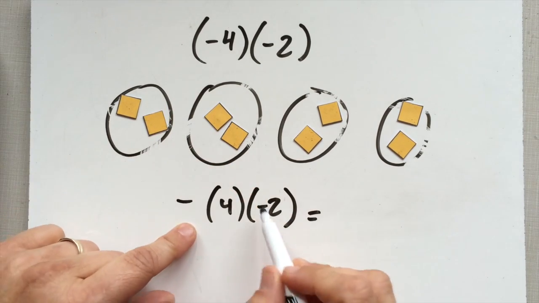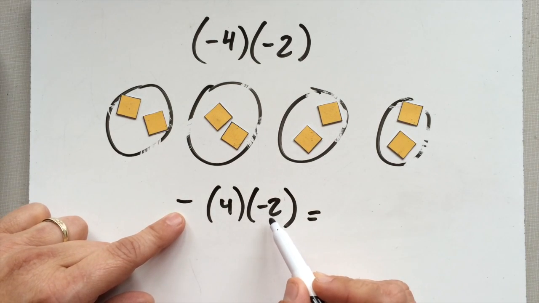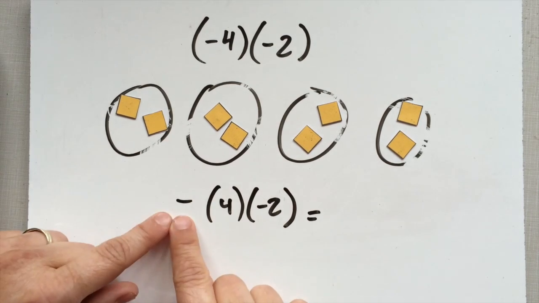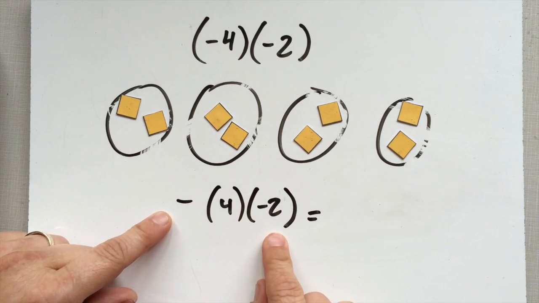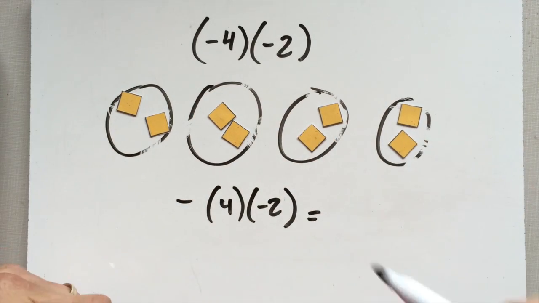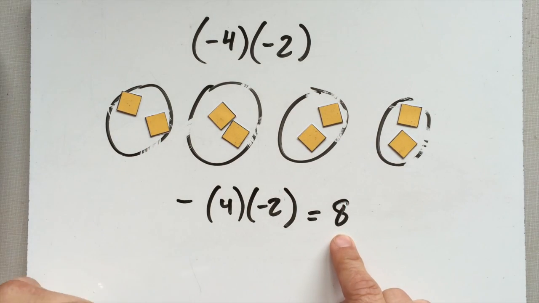So that lesson we learned in lesson 2 about a negative negative applies to multiplication as well. So the opposite of 4 groups of negative 2 is positive 8. 1, 2, 3, 4, 5, 6, 7, 8. Positive 8. And that's why when you multiply 2 negatives together, you're always going to get a positive number.